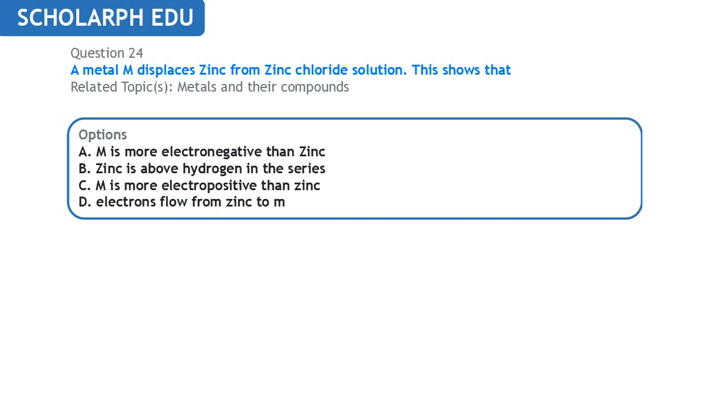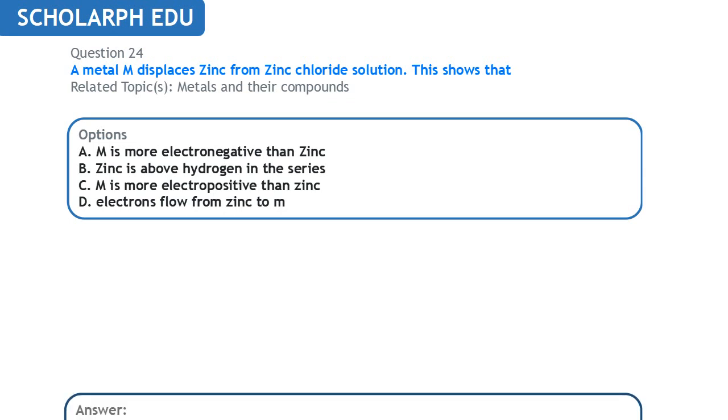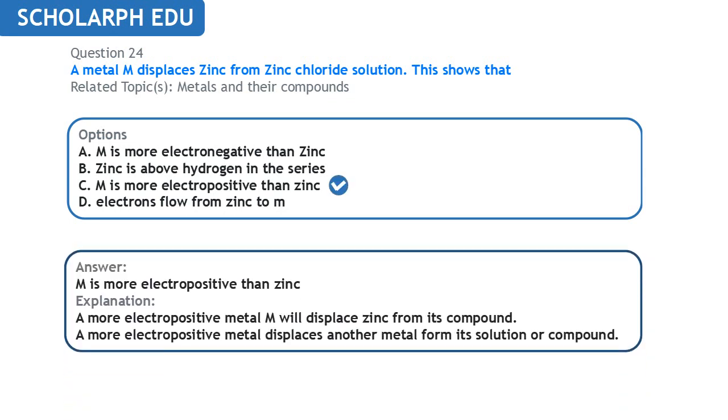A metal M displaces zinc from zinc chloride solution. This shows that, for a metal to displace another metal from its solution, that metal must be more electropositive than the metal that it is displacing. So that this metal M displaces zinc from zinc chloride solution shows that this metal M is more electropositive than zinc.